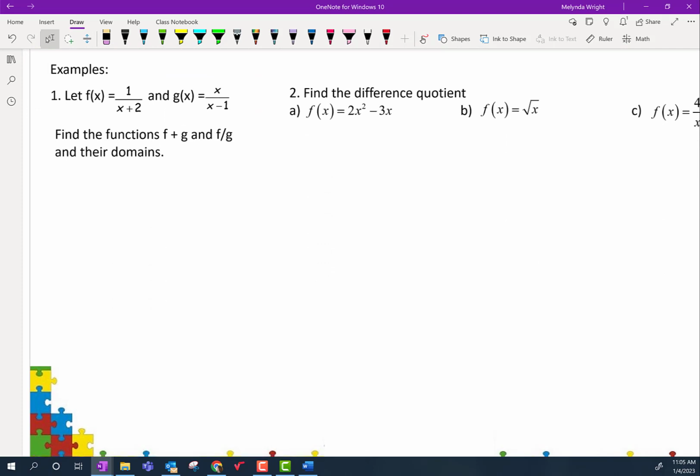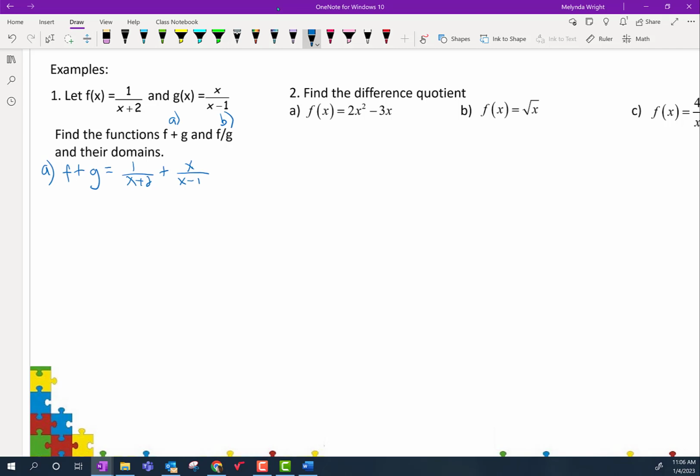On this first one, we're given two functions and we're asked to do a few different things. First, we're asked to add these together. So I'm going to call this 1A and this 1B. They're asking us to do two different things: add the two functions together, find their domain, and then divide. So let's do that. We're just going to call this 1A. If we wanted to do f plus g, we would simply add f, which is 1 over x plus 2, plus g, which is x over x minus 1.